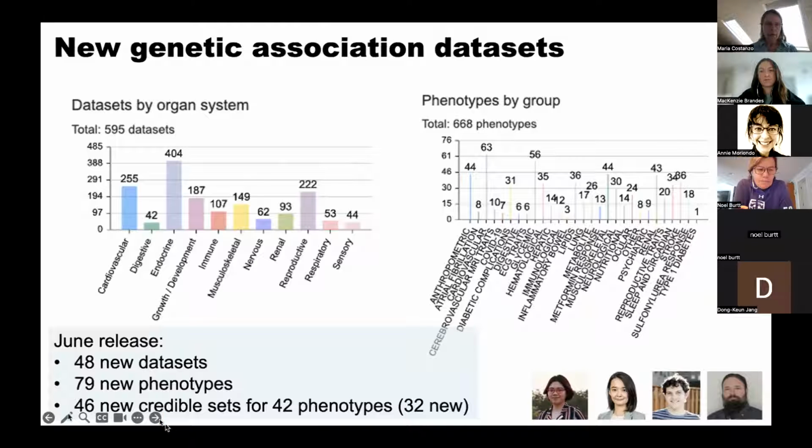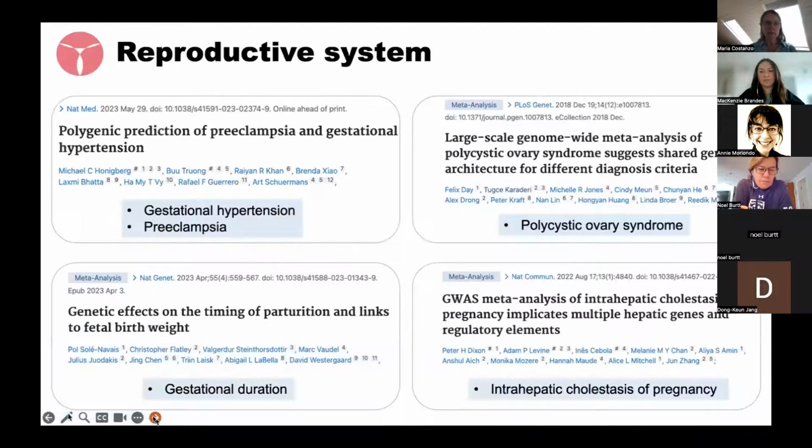So I just want to run through a few of these data sets. I'm not going to show you all 48, but I wanted to mention a few of the new data sets in some of the new areas that we're going into. For example, one area we're trying to get into is the reproductive system. We've added some data sets for new phenotypes for pregnancy and reproductive traits. We're continuing to do this, but these are some new ones that we've just gotten. Some of these are very recent studies.